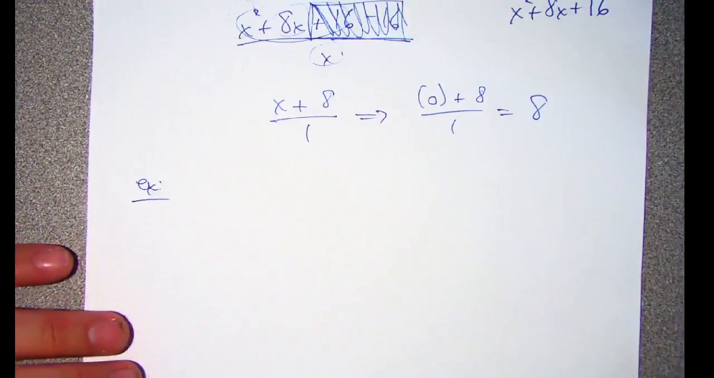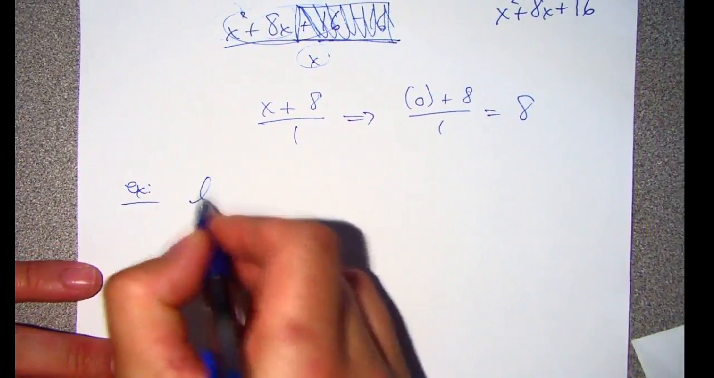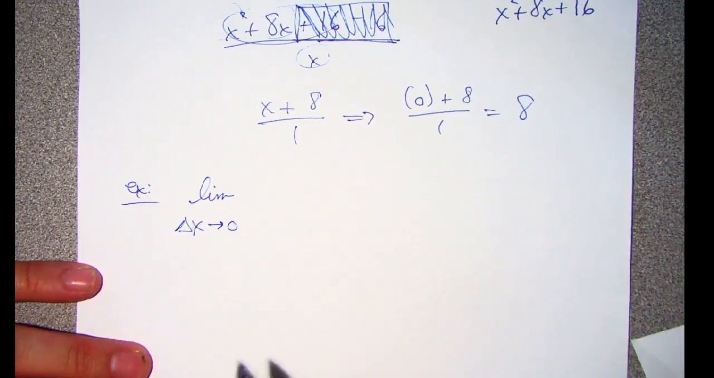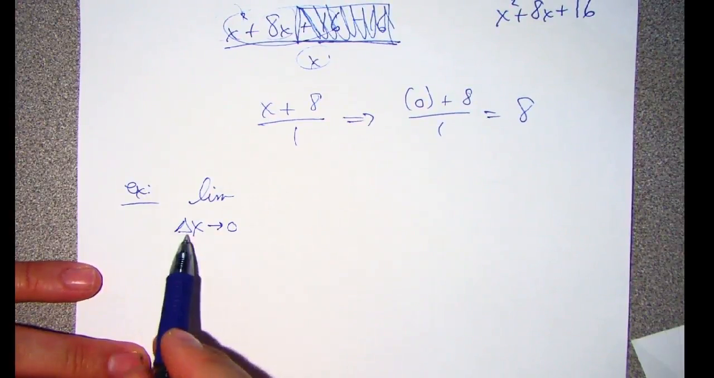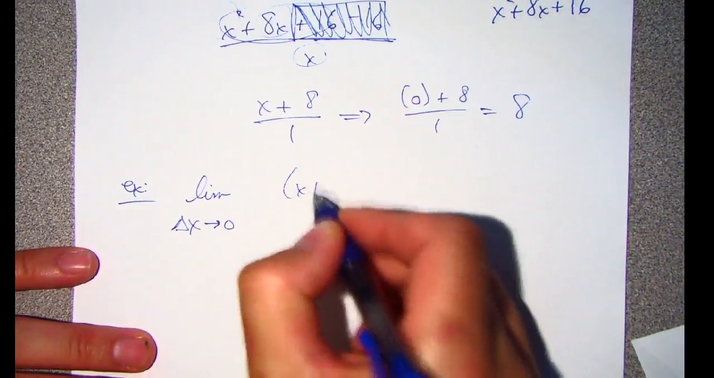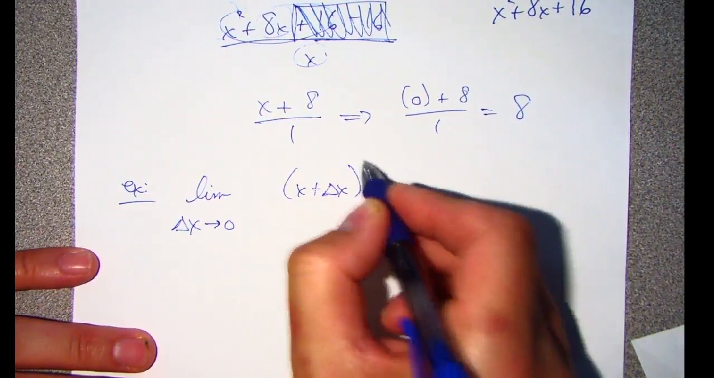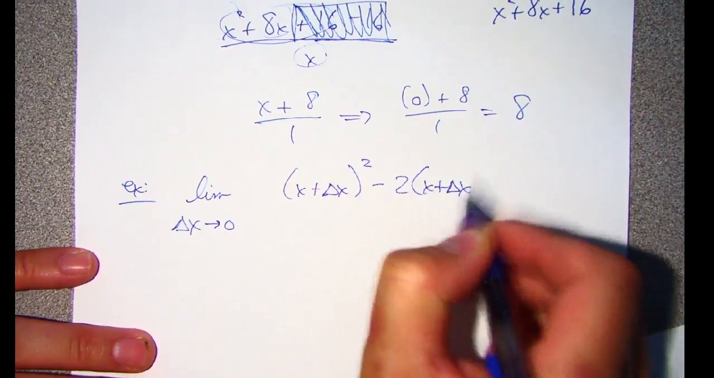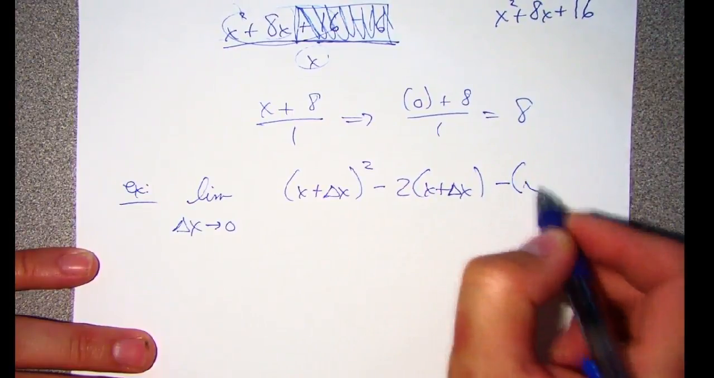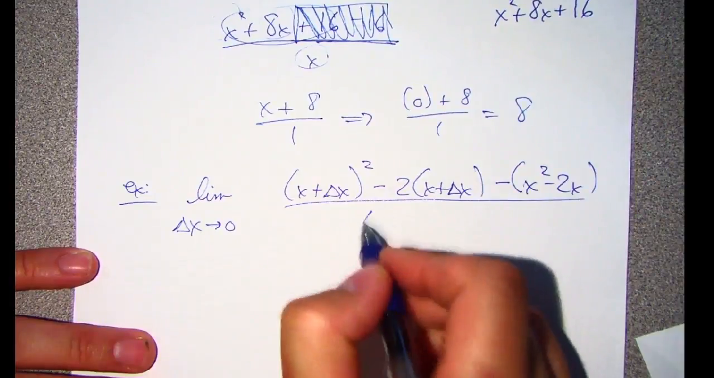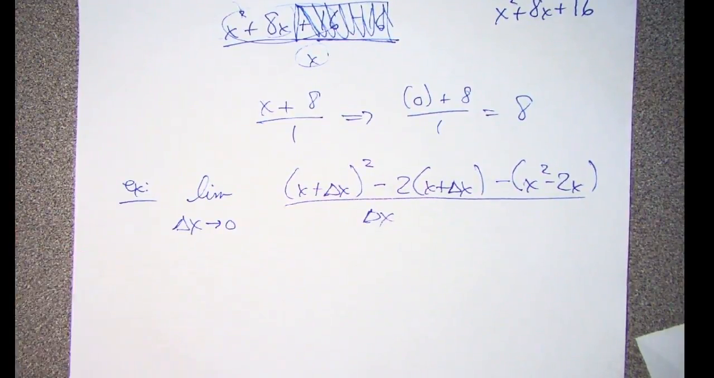Similar kind here, but with what to you guys is probably a goofy variable. So let's say the limit as delta x approaches 0. Delta x is the change in x. It's different than x. (x plus delta x) squared minus 2 times (x plus delta x) minus (x squared minus 2x) over delta x. Plug in 0 right now, it's going to give you 0 on the bottom.